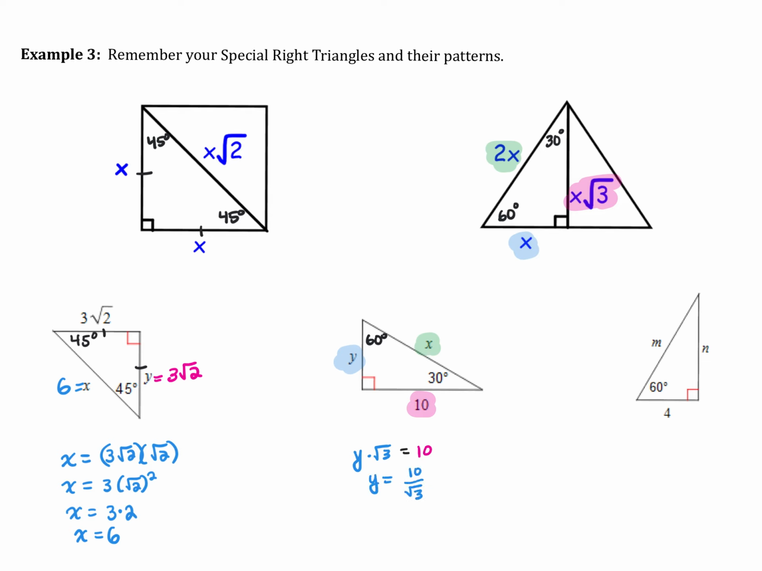Now, once again, we don't love having a radical in the denominator, so I'm going to go ahead and multiply by radical 3 over radical 3. And what I get is that my shorter leg is just 10 radical 3 over 3. So now I know what y is.